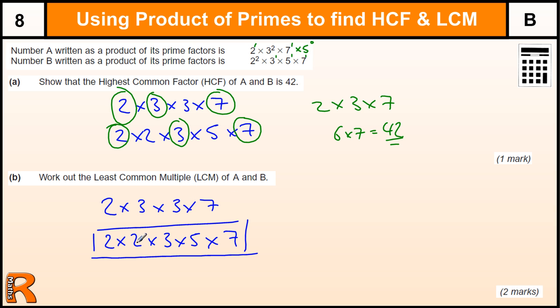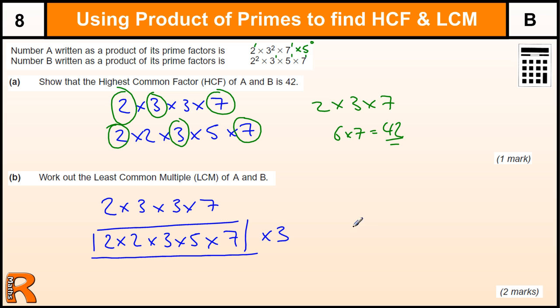So the 2 clearly goes into here because there's 2 2's here. This 3 goes into here, but this 3 won't go into it at the same time as this one because there's 2 3's. There's not 2 3's here for it to go into. The 7 goes into here, so that's fine. So all I've really got to do is take this number and multiply by 3. And that would give me the least common multiple.